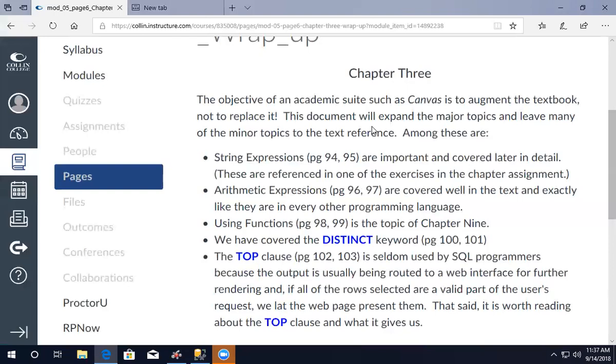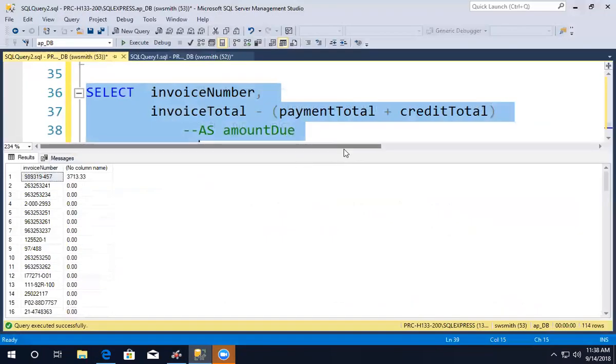Using functions, page 98 and 99, I say it is the topic of chapter 9, meaning that I'm not going to ask you directly about that. So page 98 and 99, you can just glance at. Covered the distinct keyword, page 100, 101. Okay, top clause. I don't have a whole lot of use for the top clause. Let me show you an example of it.